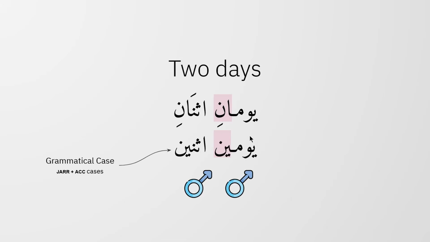Let's see what's happening right here. So, if you want to express duality, you have to add a suffix. It's either ألف نون or ياء نون. ألف نون is used in the nominative case, the default case. ياء نون is used in the accusative and jar cases.